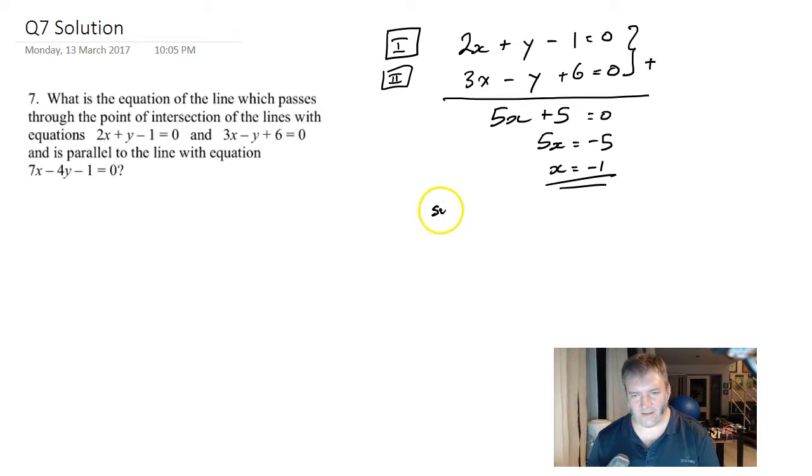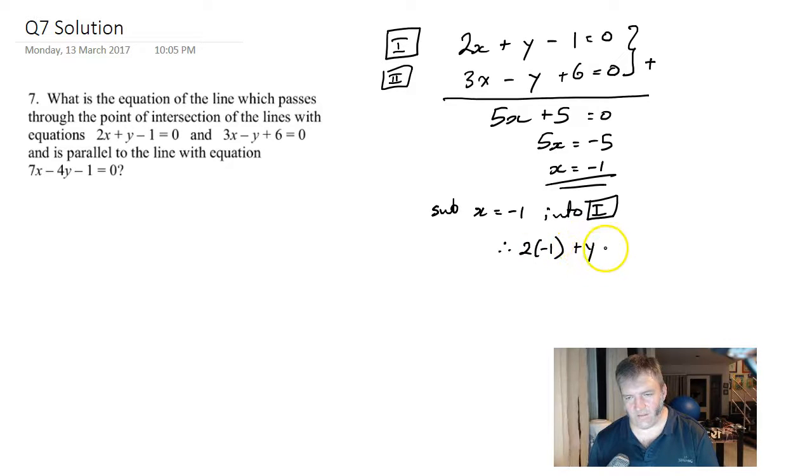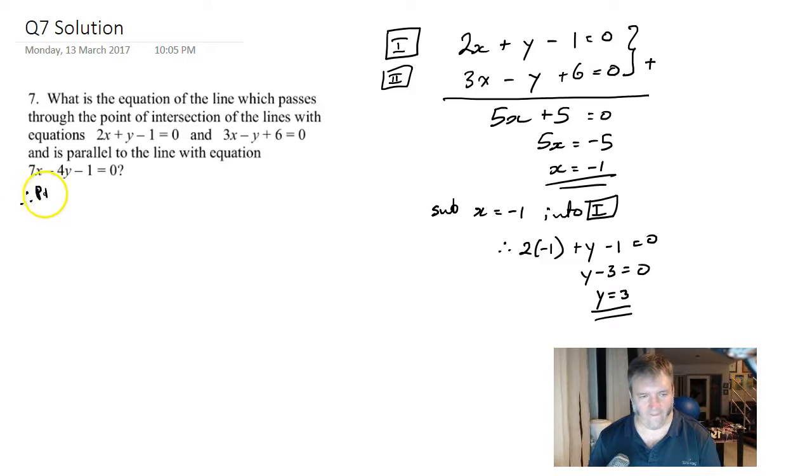Once I've got that, sub x equals -1 into equation 1 because that's got a positive y term, and that's going to make my life a little bit easier. So if x is -1, I'm going to have 2 times -1 plus y minus 1 equals 0. y minus 3 equals 0, so -2 minus another one is -3. Add 3 to each side, y equals 3. So I now know a point on the line. Point on the required line is going to be x equals -1 and y equals 3.